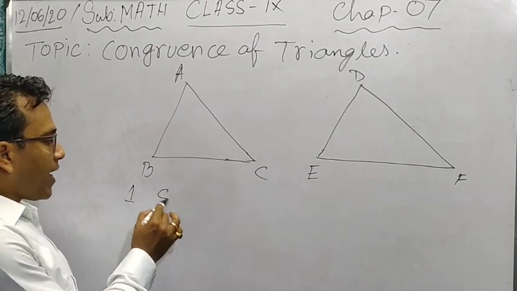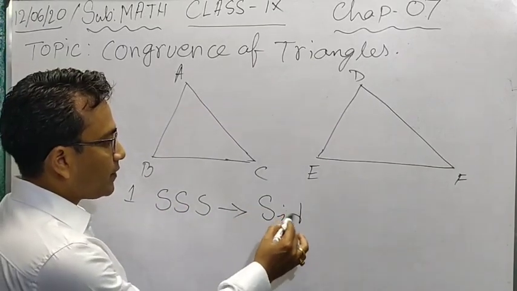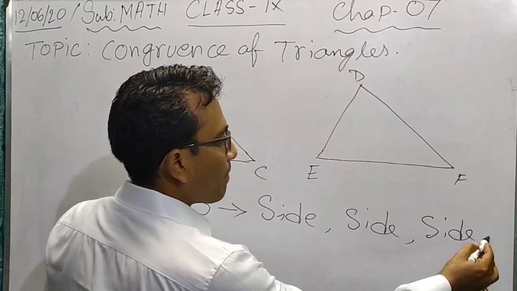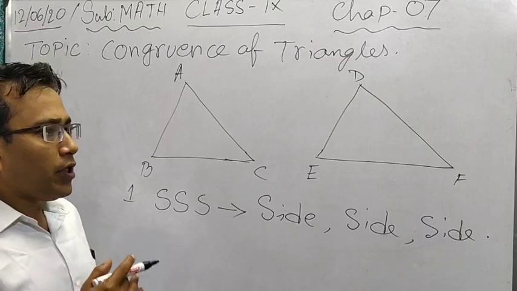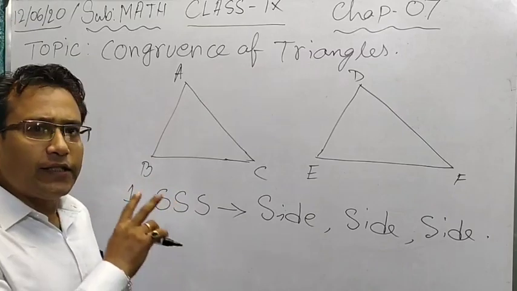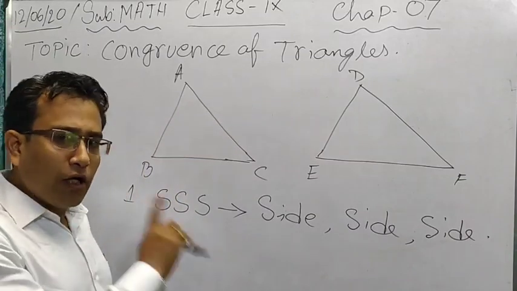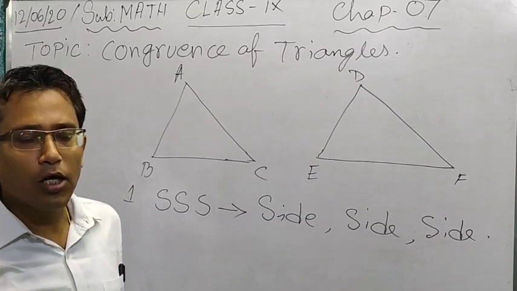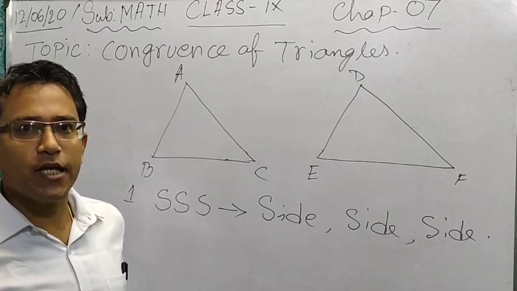First, there is SSS. It means side, side, side. That means if we compare two triangles, and all three sides of one triangle are equal to the corresponding three sides of the other triangle, then the two triangles are congruent. So this is the first congruence rule, that is SSS.